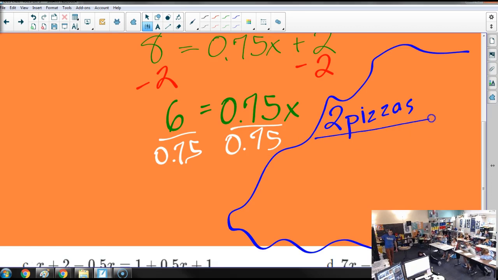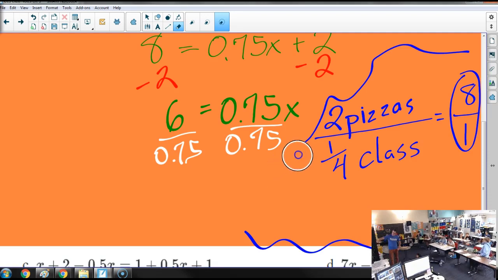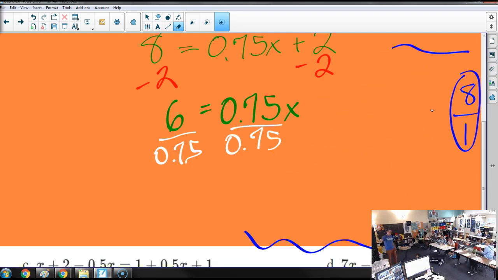Basically, if you have 2 and you split it into halves, now you have 4 pieces because you're splitting them in half. If I have 2 pizzas and those will feed a fourth of the class, then how many pizzas do I need to feed the whole class? 8. So division by a fraction is bigger because what you're actually saying is this many accounts for that much of the situation. So what we're saying over here is 6 accounts for 3/4 of what we have, right? 6 is 3/4 of our quantity.